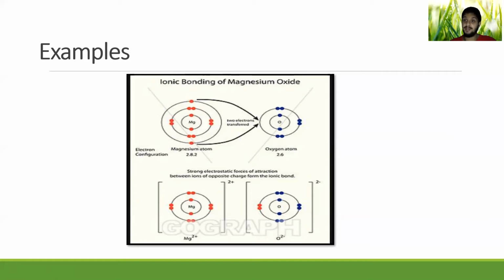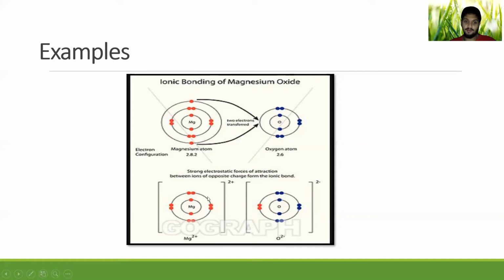Similar for oxygen. Now oxygen has 6 electrons in the outermost shell, but having 6 in the outermost shell, it's not stable. He needs to have 8. So he wants to gain electrons from somewhere. It's easier for him to gain than lose. So they are a matching couple. Magnesium is willing to give two electrons away, and oxygen is willing to take 2 electrons. So no problem. The 2 electrons come and join here.